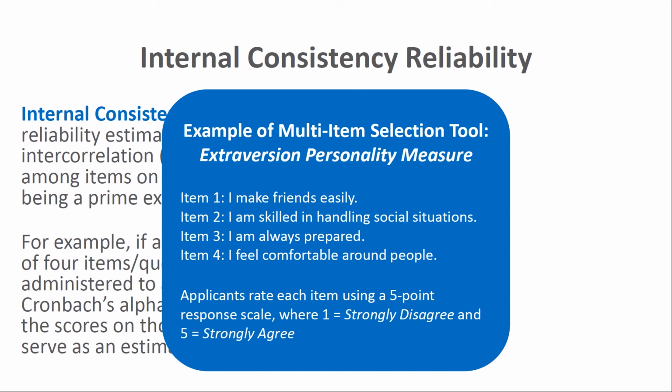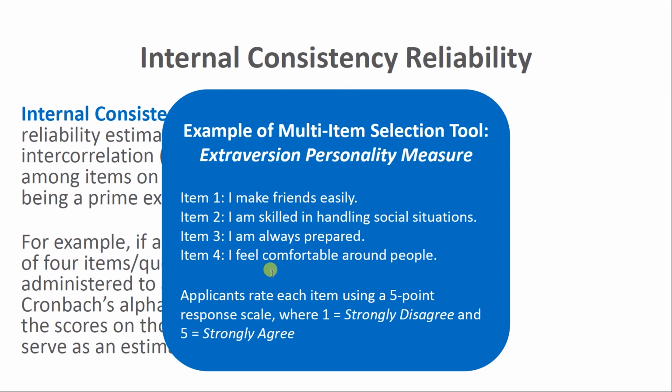Here's an actual 4-item measure that we can look at. It's what we can call a multi-item selection tool, meaning that there's more than one item or question as part of this selection tool. In other words, more than one item or question that's intended to tap into or assess a particular concept or construct of interest, where the concept or construct in this context would likely be a knowledge, skill, ability, or other characteristic. So this example is of an extroversion personality measure, and I provided 4 different items here, okay?